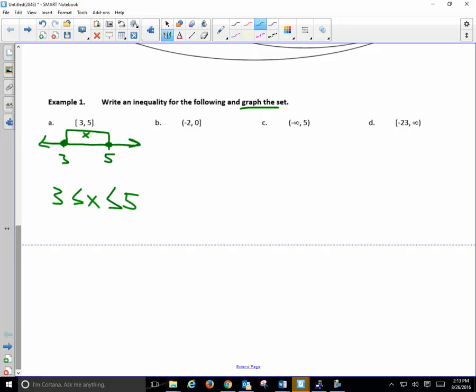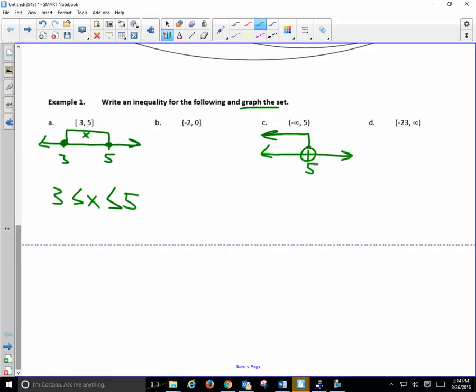We'll try another one together. Negative infinity to 5. This time, instead of plotting both numbers, I just plot the 5, because infinity is not a number. It's an expression for very large numbers. Okay. Open or closed circle on the 5? Which way will the arrow go? To the left, towards those negative values.